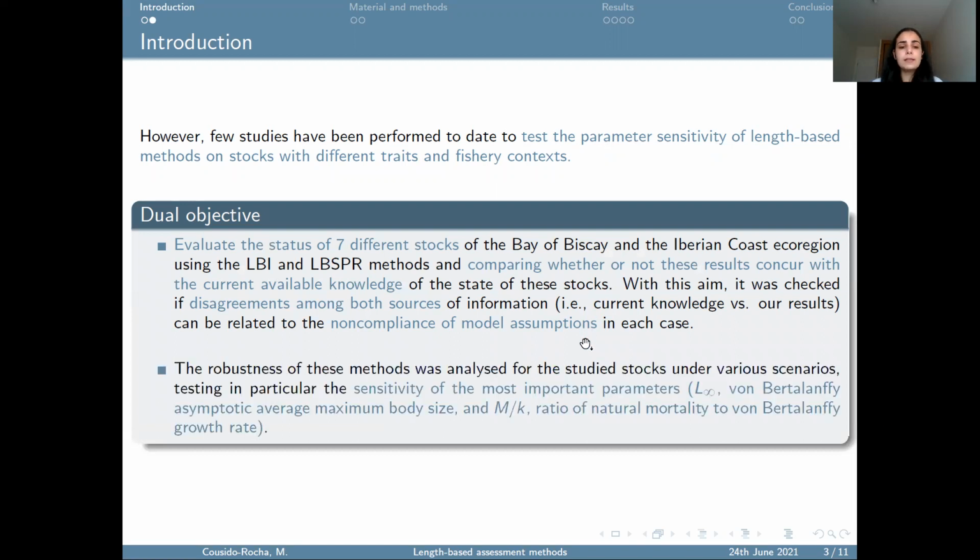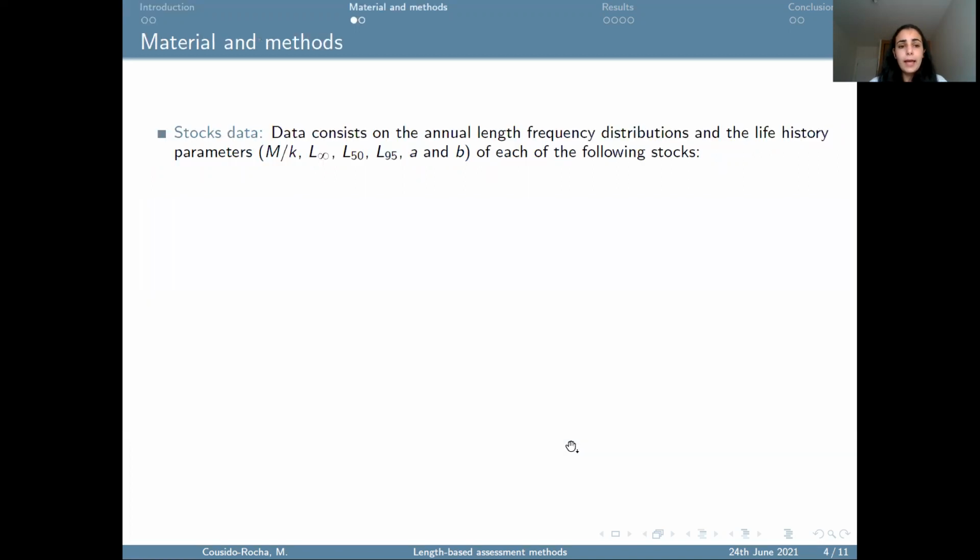Our second aim focuses on analyzing the robustness of these methods to the variation of the two most important input parameters: L infinity, the Bertalanffy asymptotic average maximum body size, and M over K, which is the ratio of natural mortality to Bertalanffy growth rate. The input data in these methods consist of the annual length frequency distributions and the life history parameters M over K, L infinity, L50 and L95, which are the lengths at which the probability of having reached maturity is 50 and 95% respectively, and A and B, which are the length-weight relationship parameters.